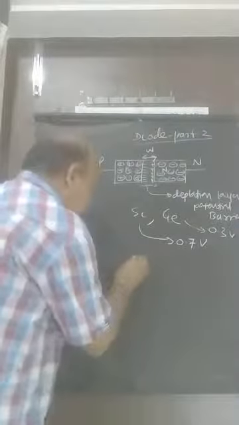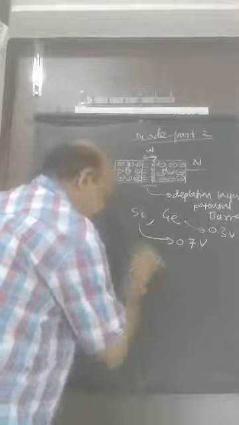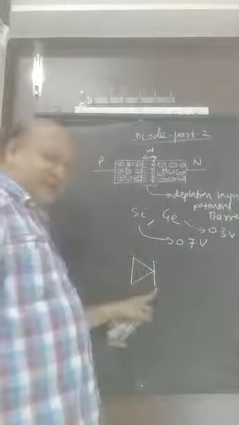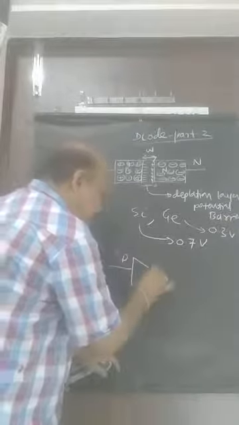This is P type and this is N type. Now we can use this symbol of the diode here. Once we form the diode, it can be represented simply by a triangular arrow and one line shown here. This triangular arrow indicates the P side while the line indicates the N side. This is the symbol of the diode.